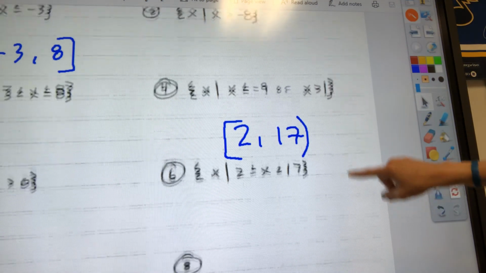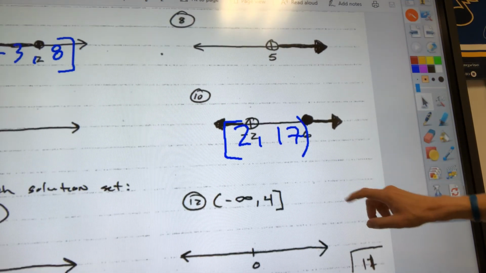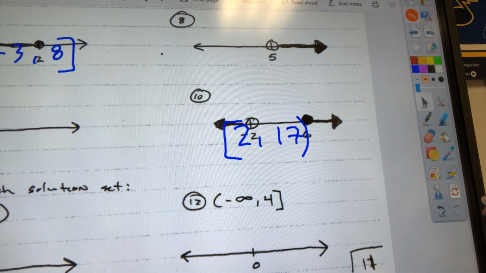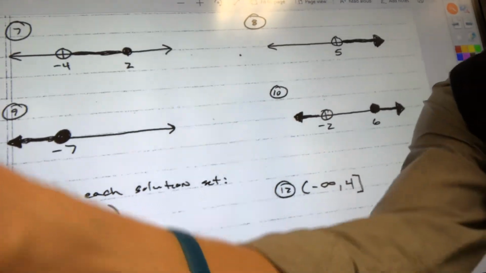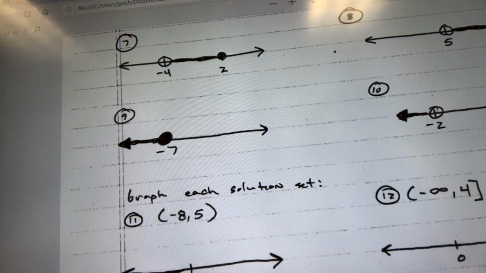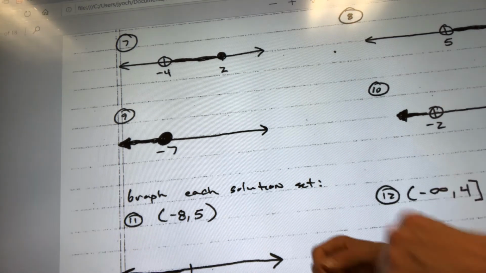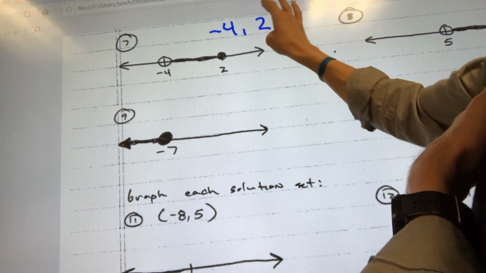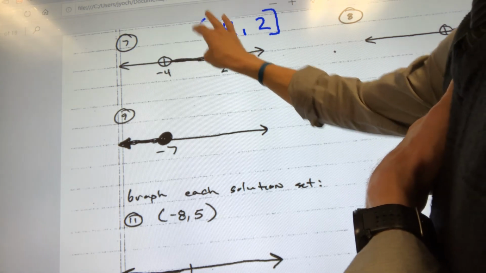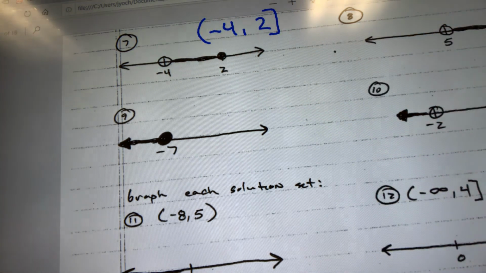All right, well, let's do more of the interval notation. Let's talk about 7 right up there. Low to high. Closed circle means inclusion. Open circle means does not include.